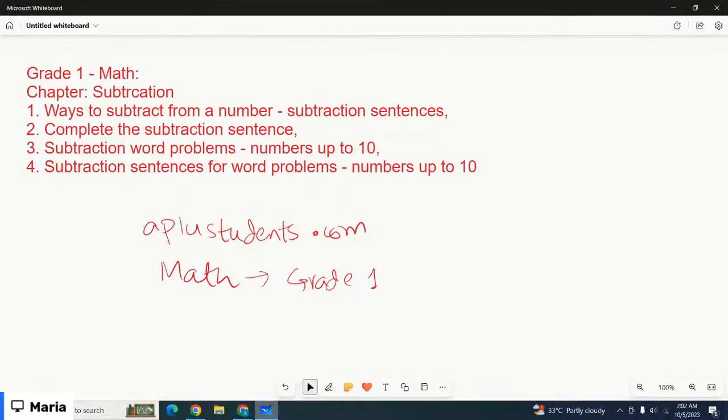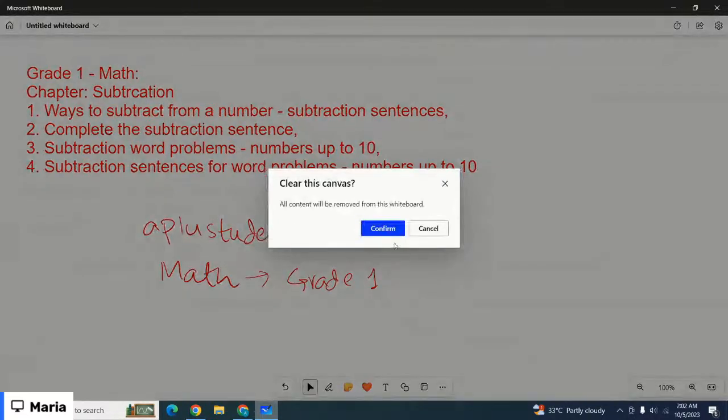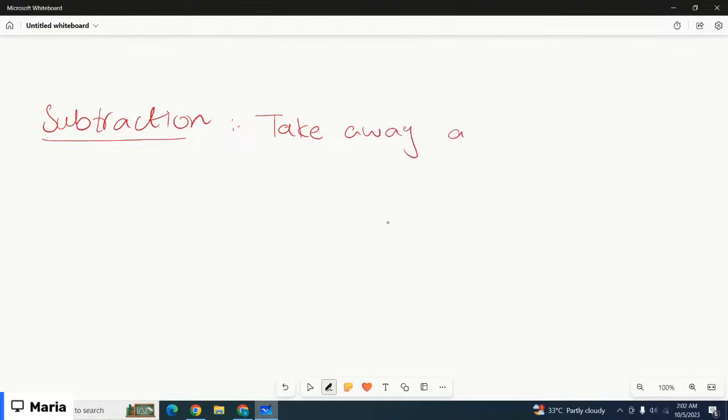So what do you know about subtraction? What is subtraction? Please make sure you have your notebook and pencil so that you can note down the important examples and definitions as well, right? So subtraction is taking away a number from another number, right?